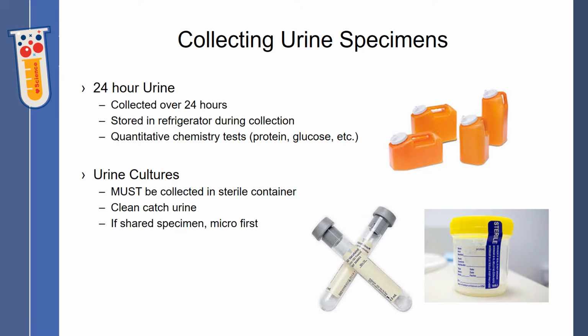So if you have a specimen sent to micro in a sterile cup, and it has cultures ordered on it and urinalysis or chemistries ordered on it, micro should really get that cup first and set up their culture. That helps prevent contamination. Once they've set up their culture, they can send it on for UA or chemistries or whatever else is ordered on it.